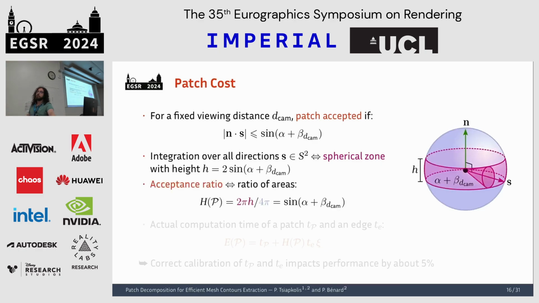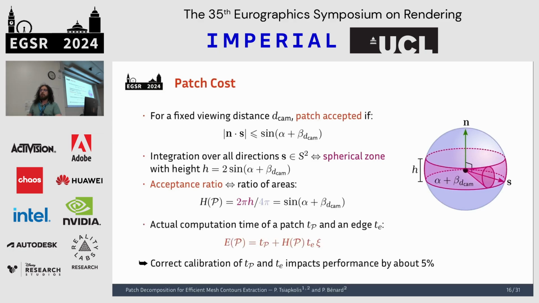That means we want to integrate over a sphere. So we take the ratio of these areas, the spherical band over the whole sphere. This gives us a very simple formula, which is just a sine. With this heuristic function h, we can say, for instance, that this patch will be culled 80% of the time.